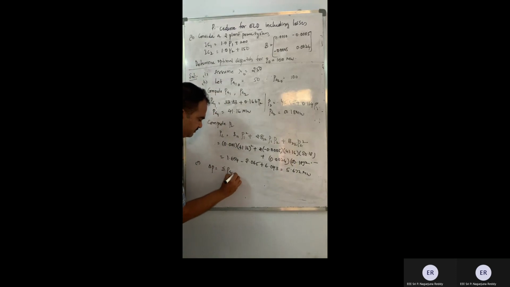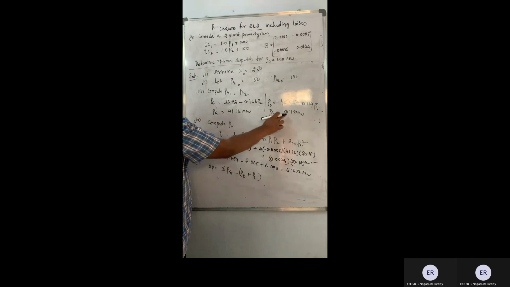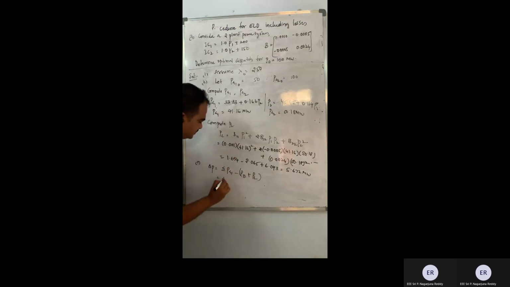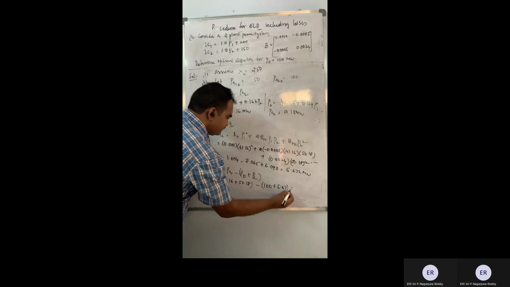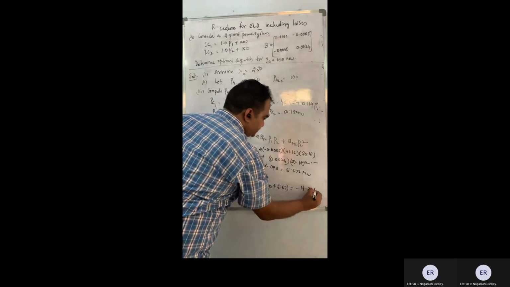Now, step 5, which is delta P. Which is sigma generation minus demand minus loss. So what is sigma generation? Sum of these two generations. 41.16 plus 50.18 minus demand is 100 plus 5.67. So what is this value now? Now we will see. It is minus 14.37 megawatts. So this is a huge number, isn't it?